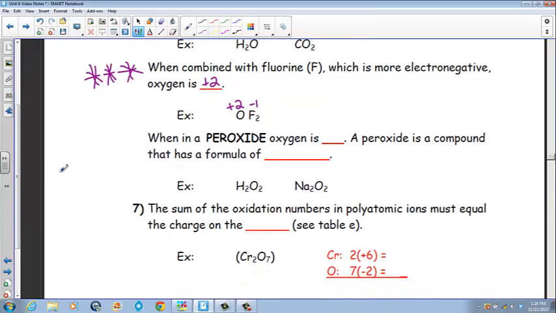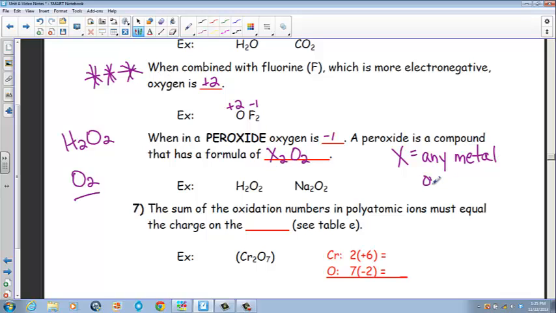In peroxide, H2O2, or anytime you see an O2 at the end, oxygen is going to be a -1. So peroxide is a compound that has a formula of X2O2, where X is any metal or non-metal that can bond.